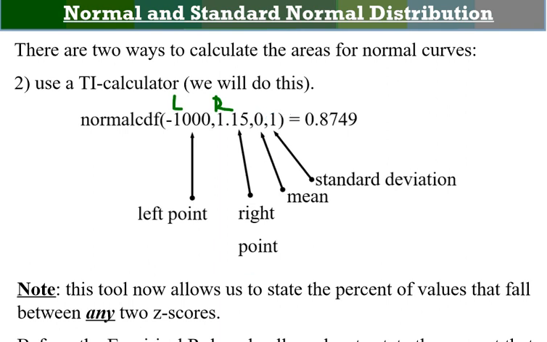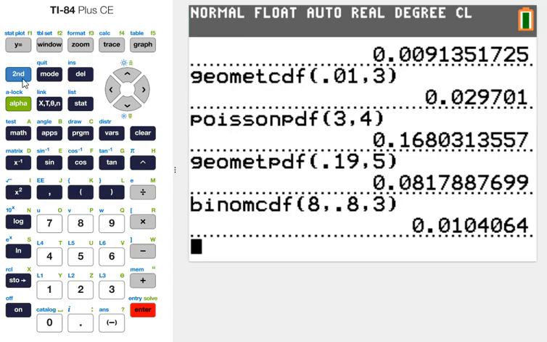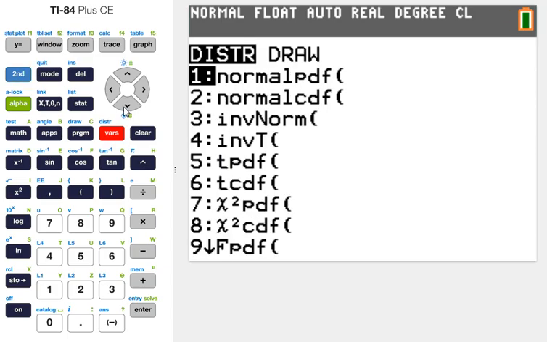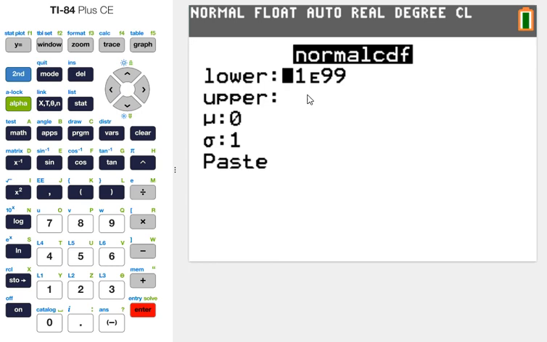In order to get to it, I go second distribution, and you'll see it's option number 2. I hit enter. The lower bound, if you have a TI-84, it actually sets the lower bound to be something really, really large. This is -1 times 10 to the 99th. E stands for powers of 10. So this is way to the left. That'll be fine. You just need some value, because by the time you're at -3, you're almost far enough.